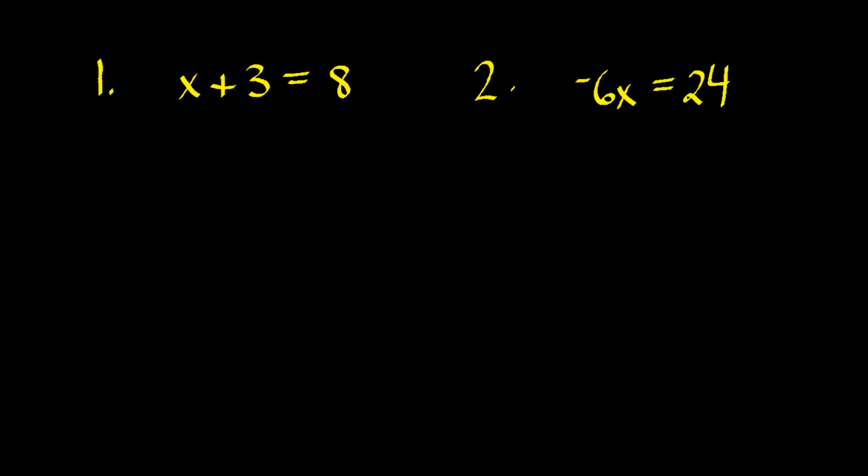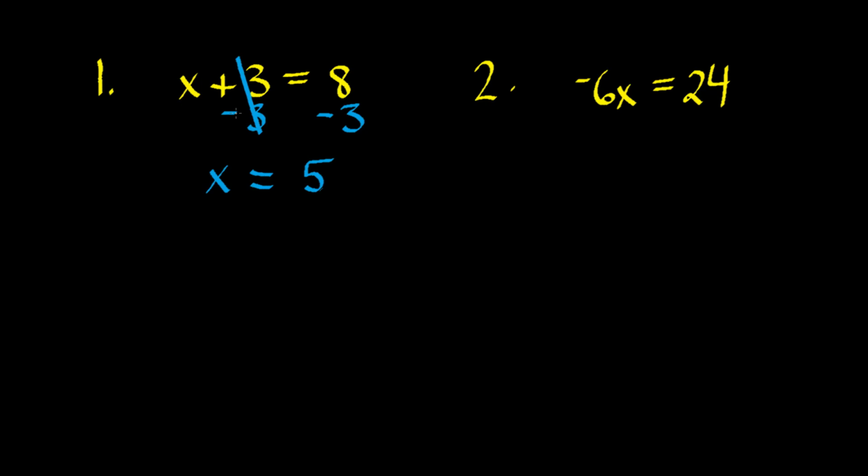In this video, I'm going to cover solving algebraic equations and inequalities. First, let's start with some one-step equations. Number 1, x plus 3 equals 8. Because we have 3 being added to x, we need to subtract 3 from both sides of the equation. Positive 3 and negative 3 add up to 0, and that leaves us with x equals 8 minus 3, which is 5. So 5 is a solution to this equation.